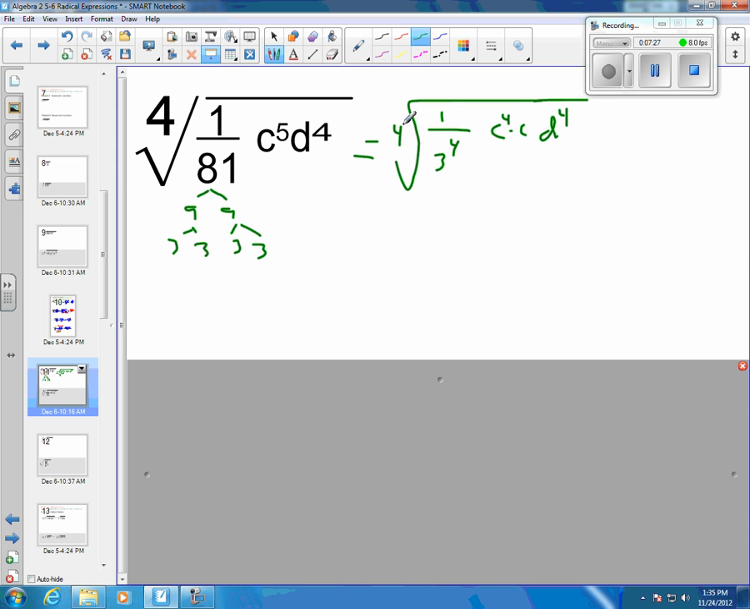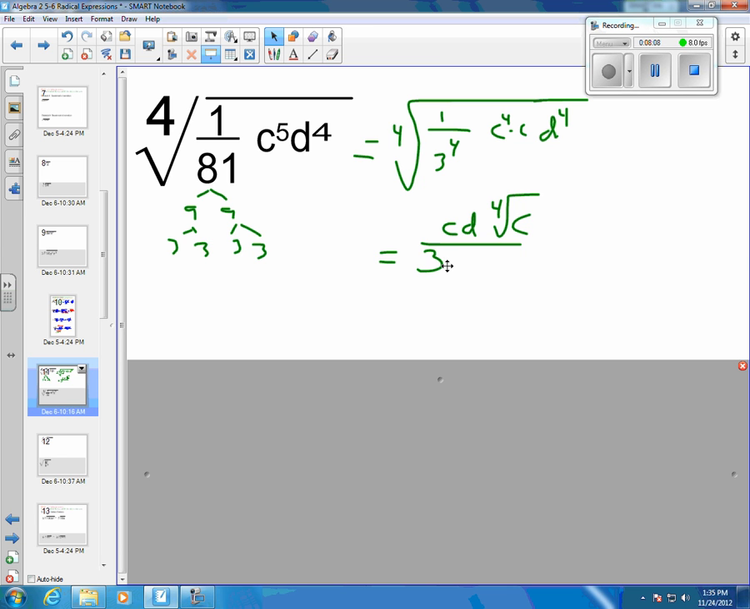Why did I do that? Well, again, I'm looking for these groups of 4. And I know c to the 5th is 4 plus 1, so I just broke it out. So I'm getting ready to take them all outside. So 1 can be 1 to the 4th, doesn't matter, so I'm going to bring my 1 outside. 3 to the 4th, well, that brings a 3 outside. C to the 4th brings a C outside. D to the 4th brings a D outside. And the only thing I can't take outside is that 4th root of C. And then I don't really have to put this 1 right here. I could erase that. And that would be my final answer.